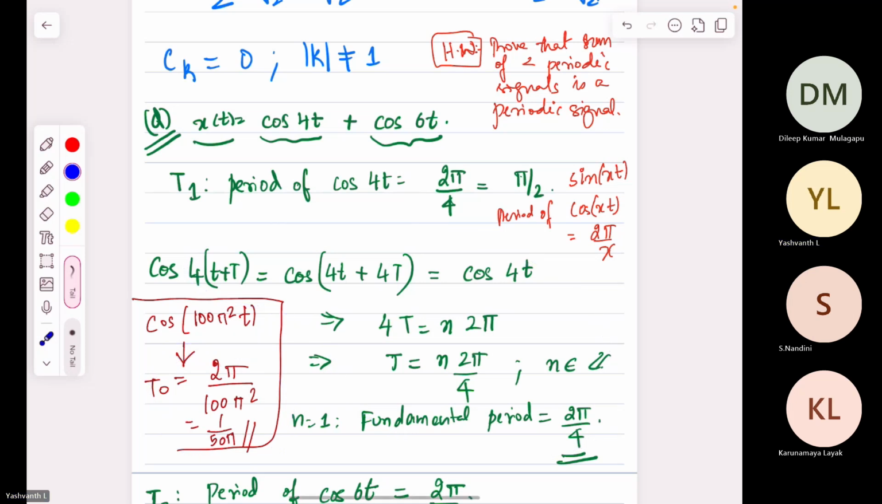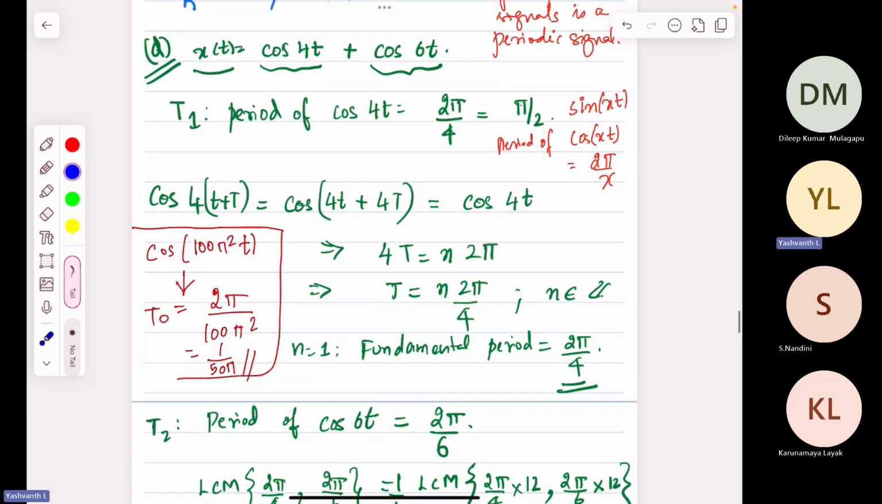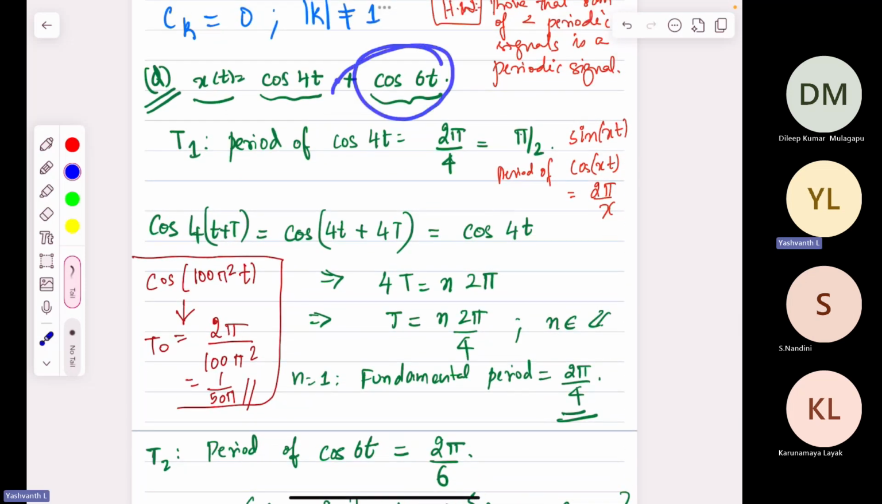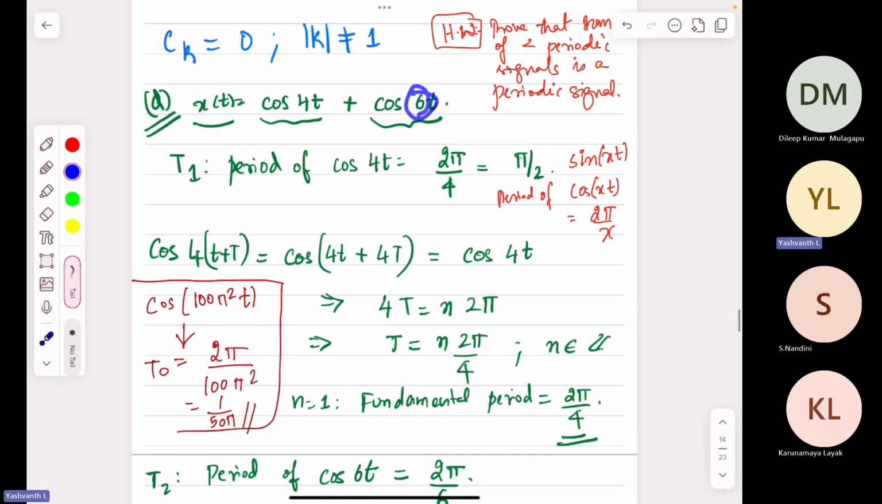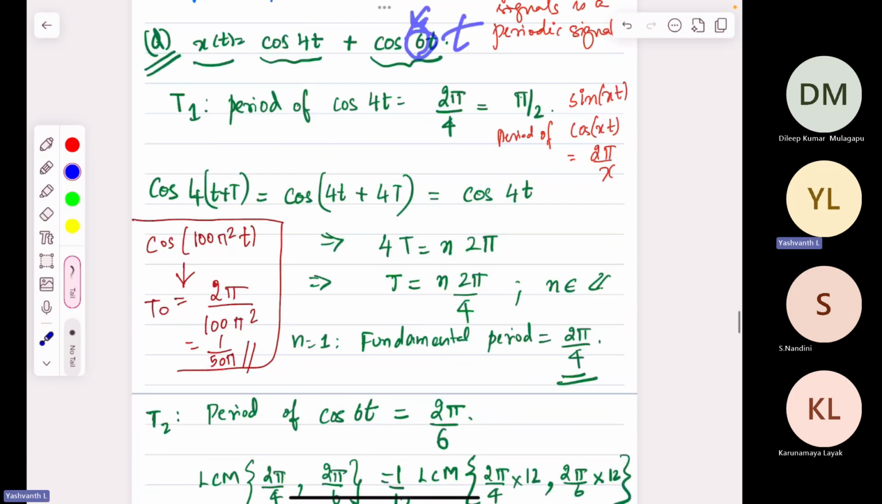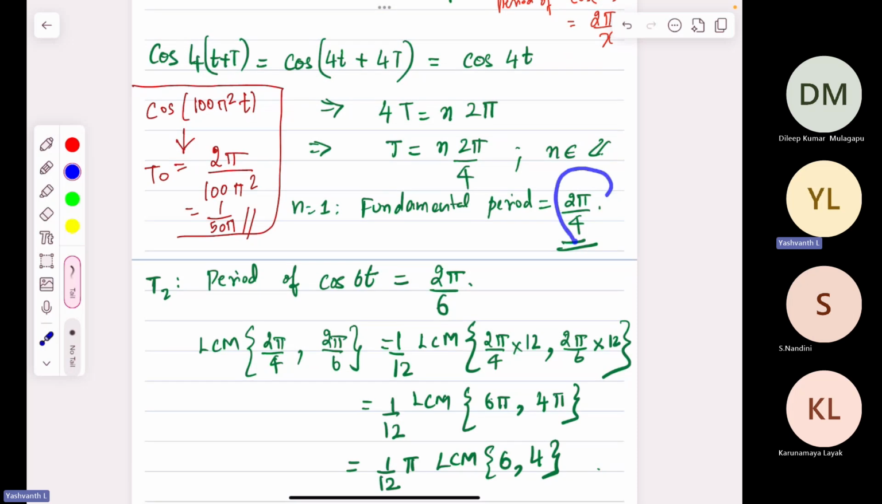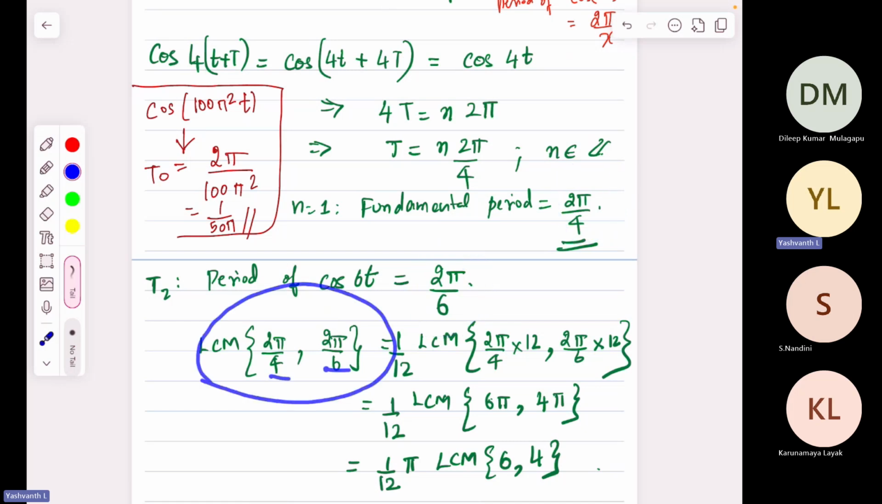Similarly, what do we do? We take the period of the second signal, cos 6t, which is nothing but 2 pi by 6, because 6 is the coefficient of t. So the first signal has a period of 2 pi by 4. The second signal has a period of 2 pi by 6. So what we need to do is take the LCM of 2 pi by 4 and 2 pi by 6.